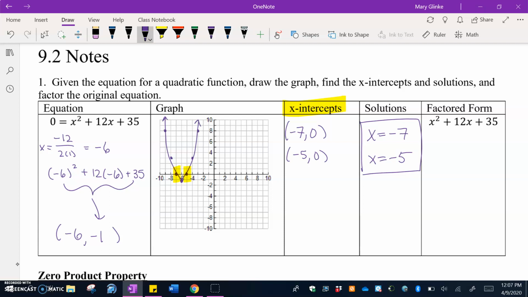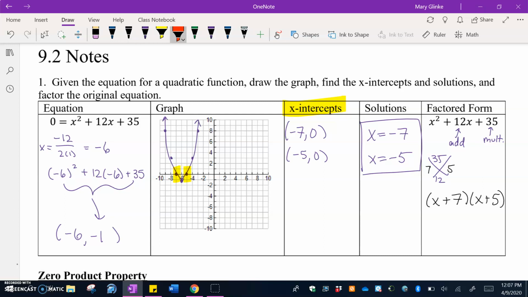So as a reminder for factoring, when a is 1, we're looking for our number pairs. We're looking for what multiplies to get 35 and yet adds to get 12. If you like the x method, it is a 35 up top and a 12 down below. So you're looking for those number pairs. When you're thinking through them, you get 7 and 5, because 5 times 7 is 35, and 5 plus 7 is 12. So our factored form here is going to be x plus 7 and x plus 5.